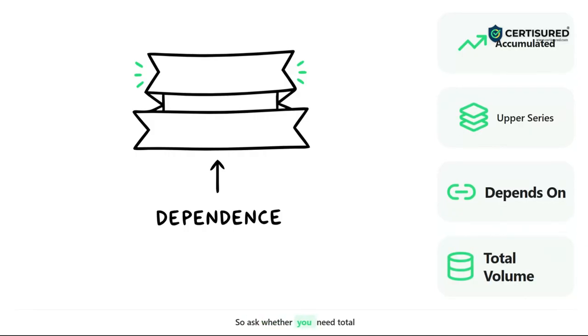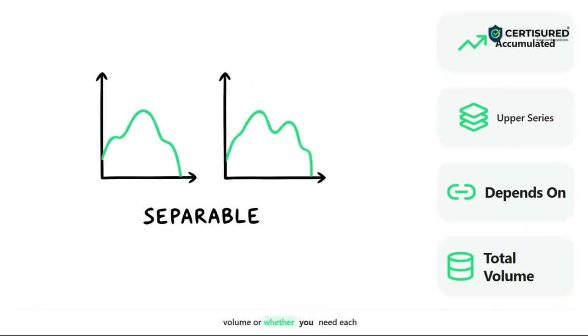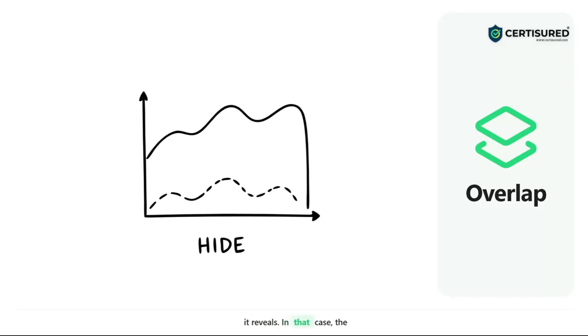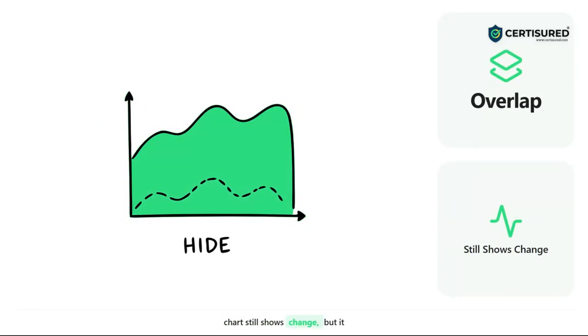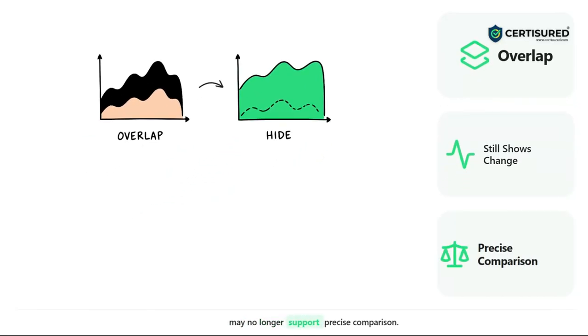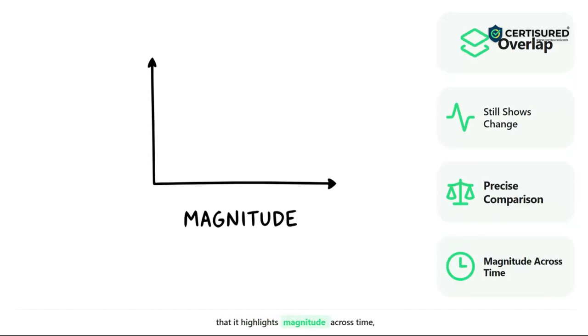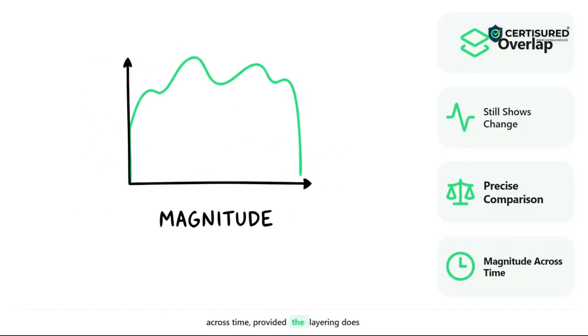So ask whether you need total volume or whether you need each component to stay visually separable. If the categories overlap too much, the fill can hide more than it reveals. In that case, the chart still shows change, but it may no longer support precise comparison. The best explanation for an area chart is that it highlights magnitude across time, provided the layering does not blur the data.